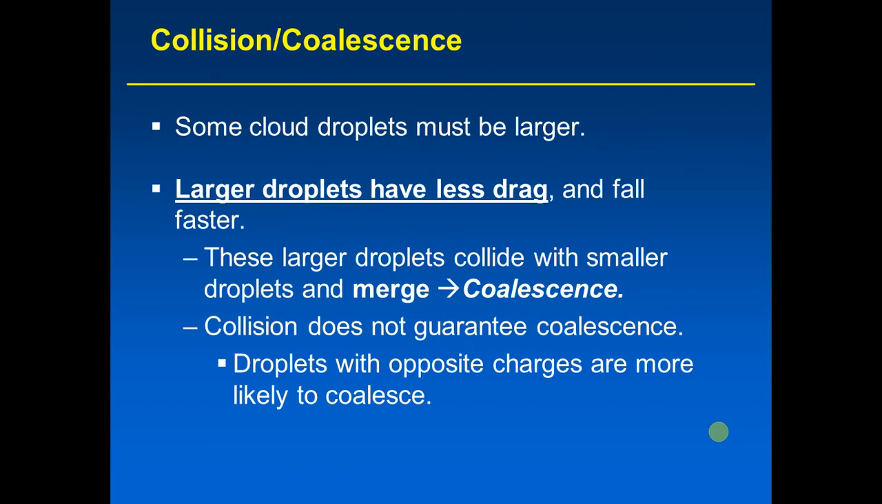So in order for the collision coalescence process to be effective, some of the cloud droplets have to be larger. Okay, so in clouds with tops warmer than 5 degrees Fahrenheit, the collision coalescence process can play a significant role in producing precipitation. And to produce the many collisions needed to form a raindrop, some cloud droplets have to be larger than others. Okay, there has to be a variation in size of droplets.